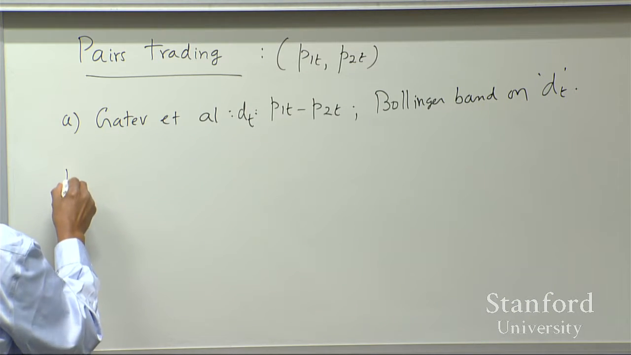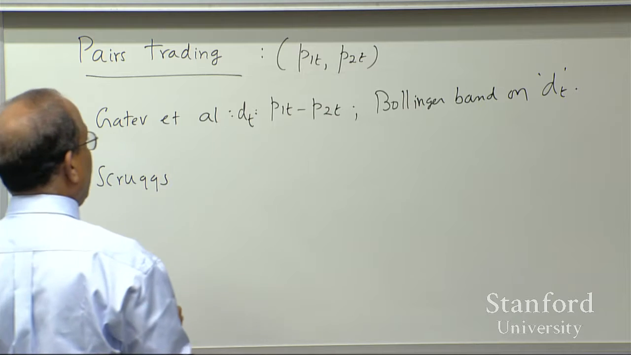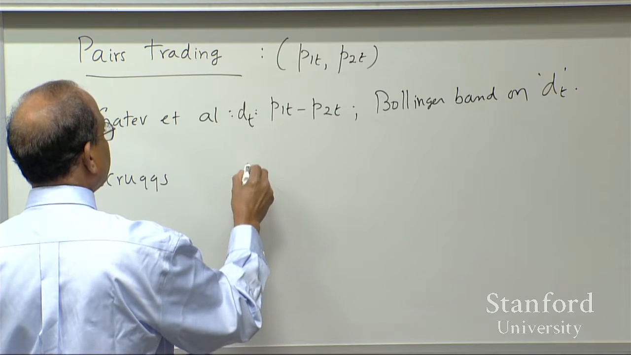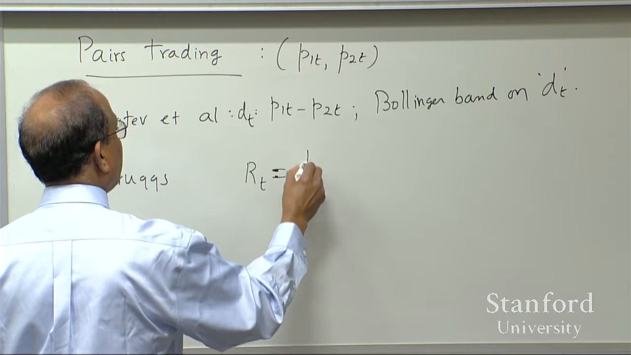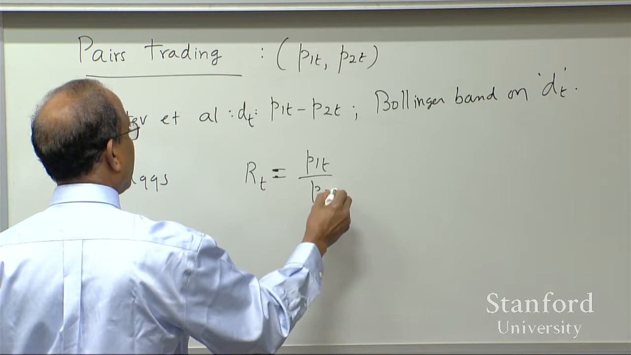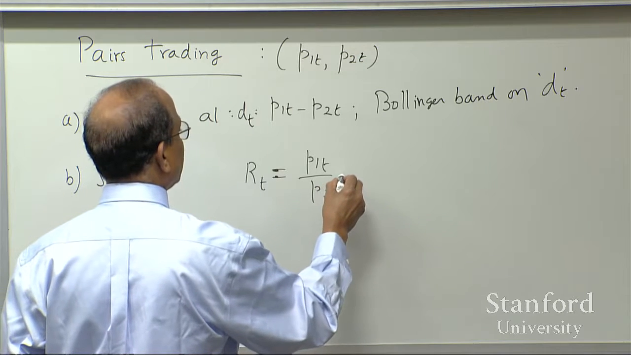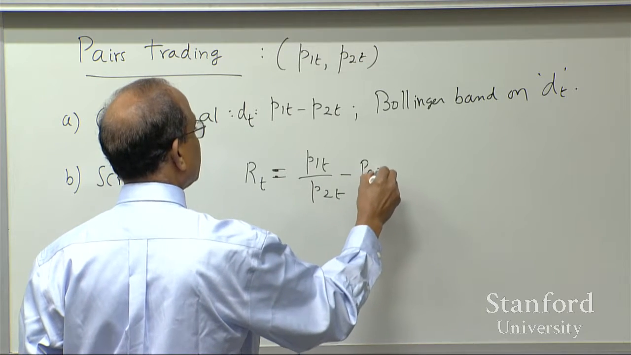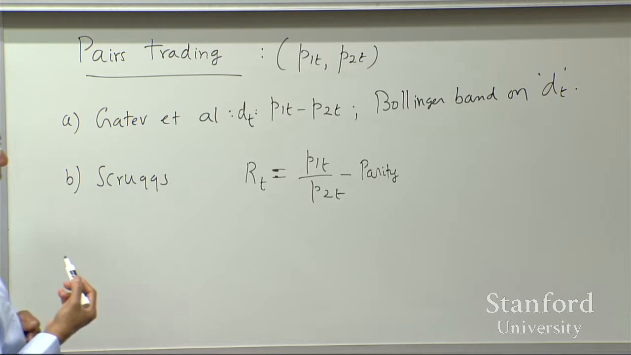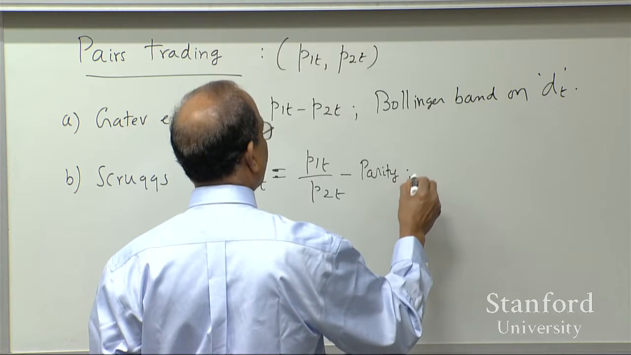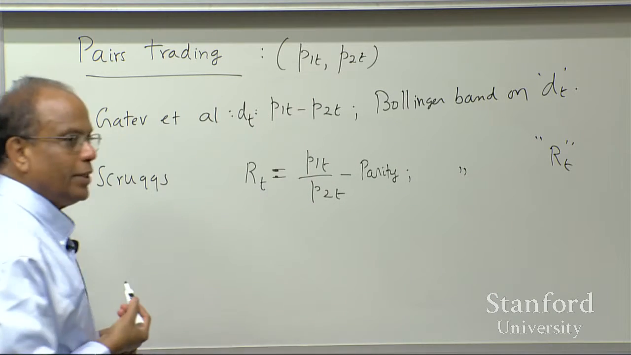And the second approach, generally given in Scruggs' paper, is that they look at the ratio of the two, which is given as say P1T over P2T, and this ratio is supposed to be at a certain level. I am just going to draw this as the parity level. Once you construct this RT, essentially you can do some sort of Bollinger Band on RT. That is the second approach.